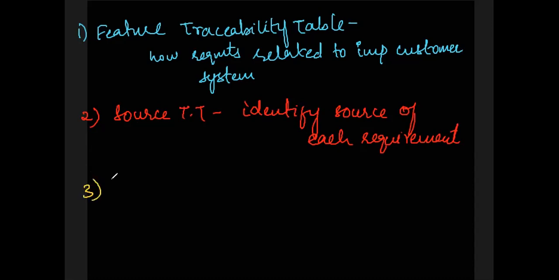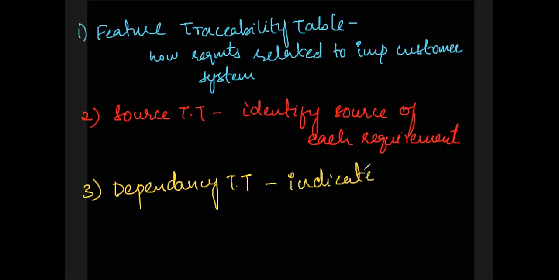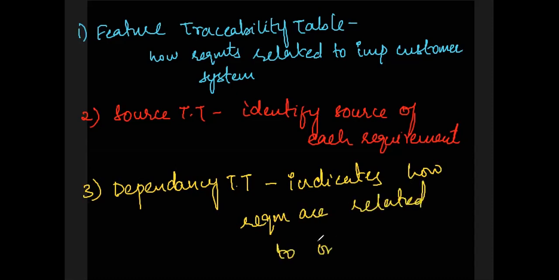Then the third one is the dependency traceability table. This dependency traceability table is going to indicate how requirements are related to one another. It indicates that making use of requirement 1 is going to tell you that requirement 2 is also necessary. It indicates how requirements are related to one another.